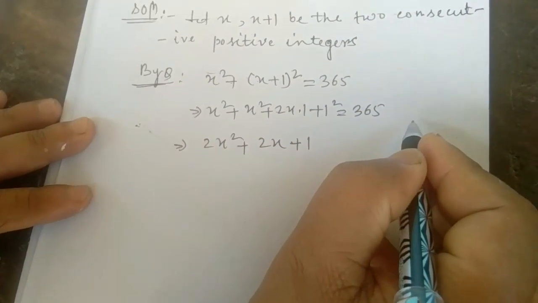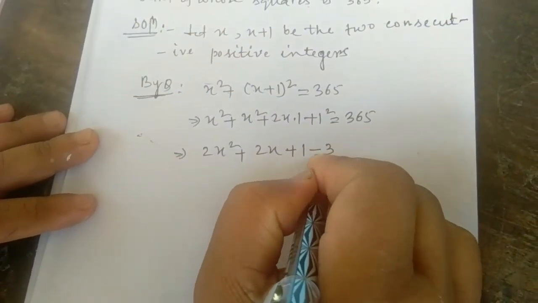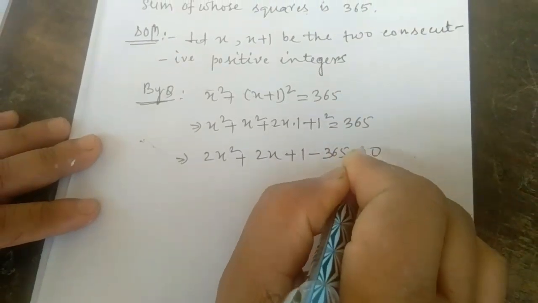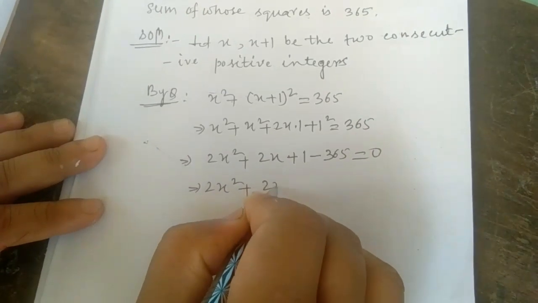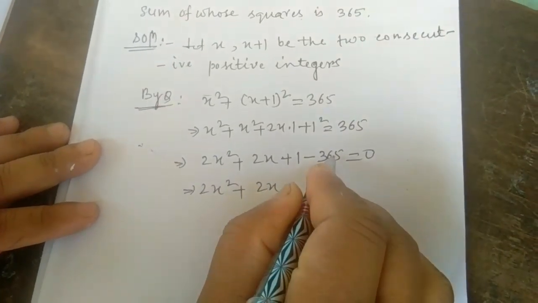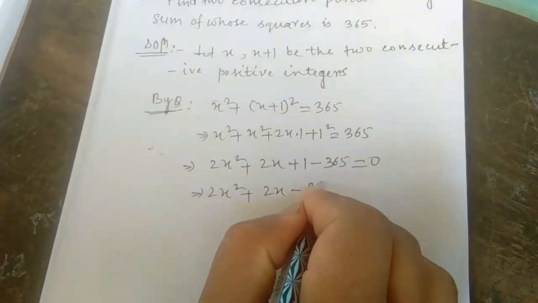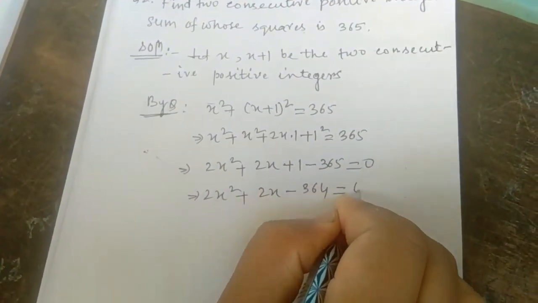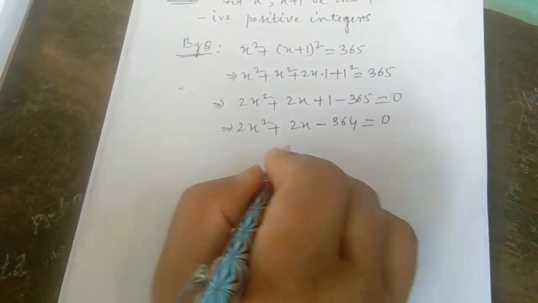365 on the right side is positive. If you bring it to the left side, it will become negative. So 2x square plus 2x plus 1 minus 365 equal to 0. From 365, if you subtract 1, you will get 364, equal to 0. This is greater, so the negative sign. I think you understood this one.